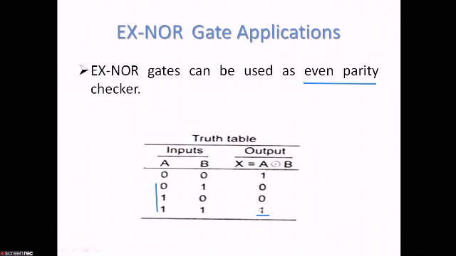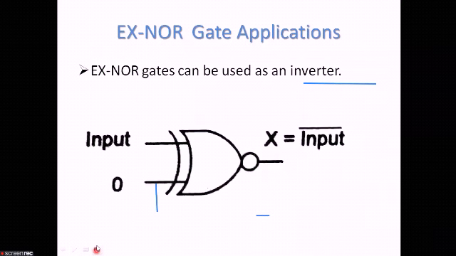So next we are moving to the next application, that is, the XNOR gate can be used as an inverter. This is also a very important thing. The XOR gate can also be used as an inverter, and XNOR can also be used as an inverter. See this case, this is the input, this is 0. So X will be equal to input bar.